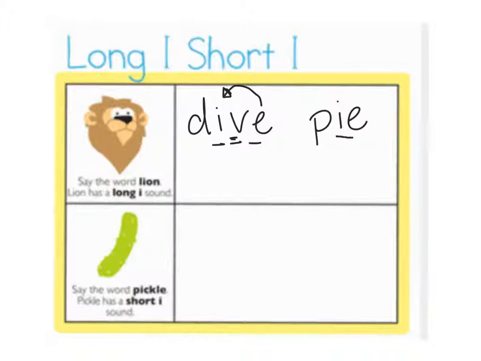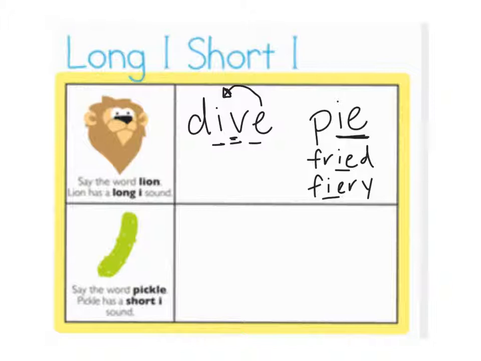Then you'll notice that this IE pattern are together, those two letters will make the I sound, like in pie, or the word fried, the past tense of fry, or in the word fiery. There you go. So that IE is going to say the I sound.